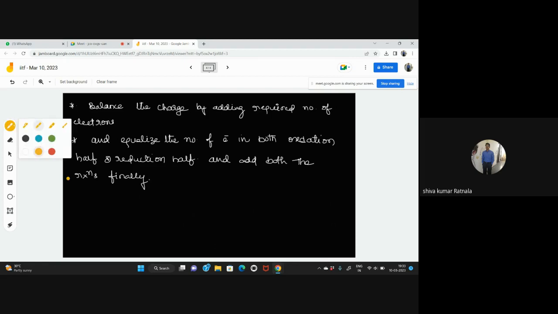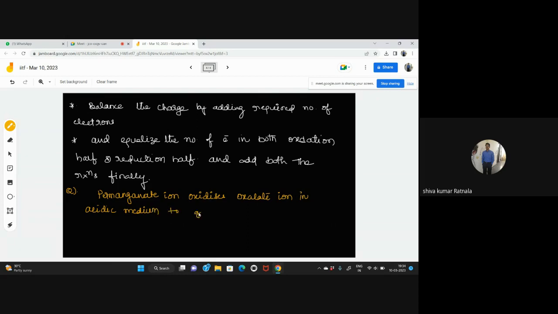Let me solve one example on this. Permanganate oxidizes oxalate ion in acidic medium to give, what it will give, to give Mn plus 2 and CO2. So this reaction we need to do.